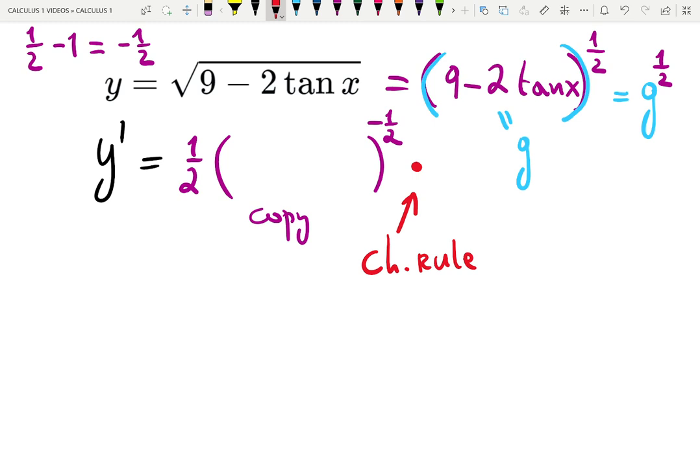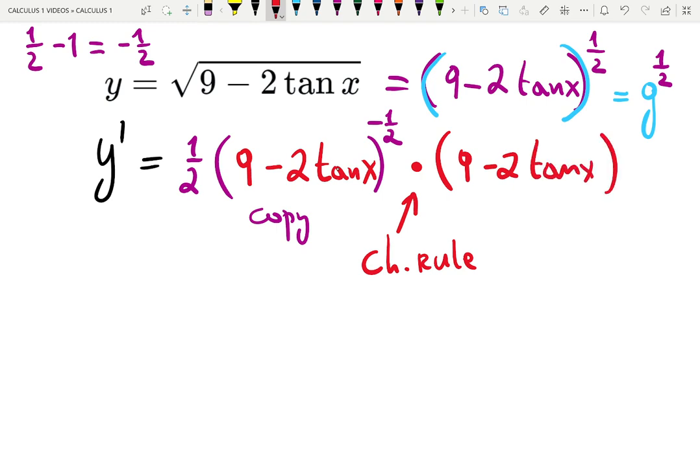Now you kind of unlocked the next level of the game. When you finish this first part, you finally can look inside and identify what the function inside was. The function g is 9 minus 2 tangent x. So I'm multiplying by 9 minus 2 tangent x prime. At some point, I will stop writing this step in red and I will just take the derivative right away. Let me keep the notes.